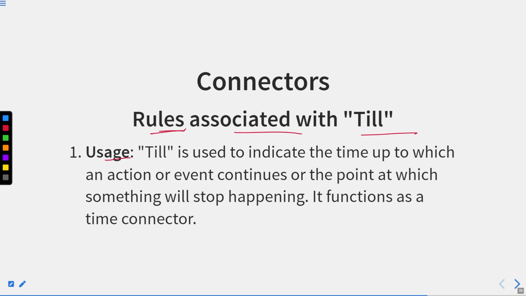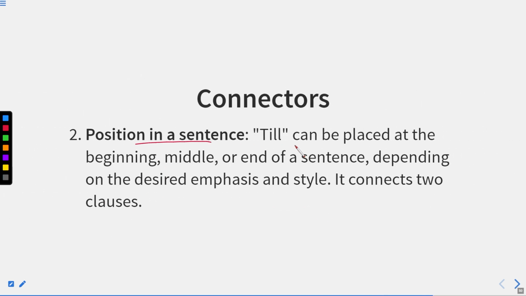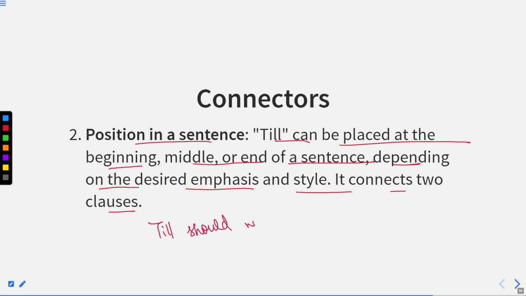Rules associated with till. Usage. Till is used to indicate the time up to which an action or event continues, or the point at which something will stop happening. It functions as a time connector. Position in a sentence. Till can be placed in the middle of a sentence, depending on the desired emphasis and style, and it connects two clauses. However, till cannot begin the sentence, or till should not be used at the beginning of the sentence. Okay. Also, it should not be used at the end of the sentence formally.